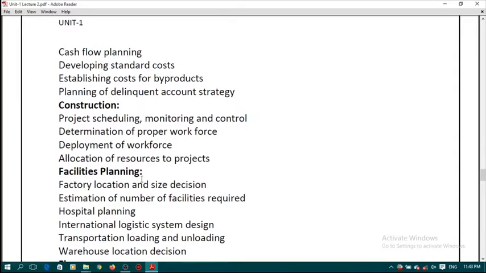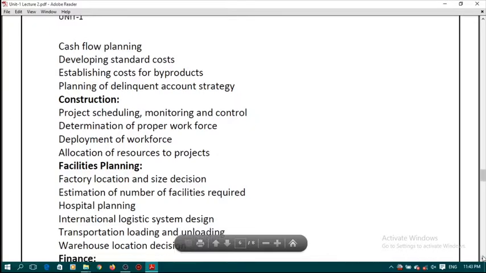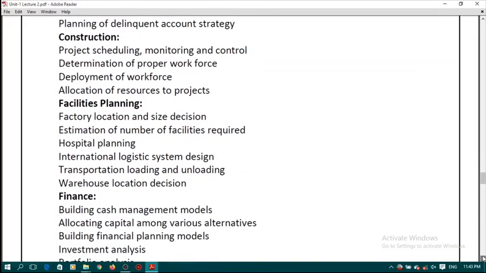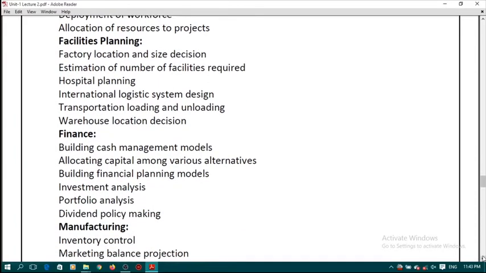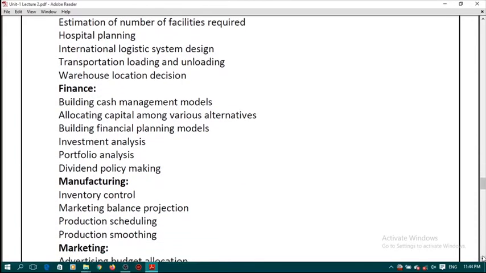Facility planning. Facility planning is needed everywhere in every field. So: factory location and size decision, estimation of number of facilities required, hospital planning, international logistic system design, transportation loading and unloading, warehouse location decision. In all this, we need OR.